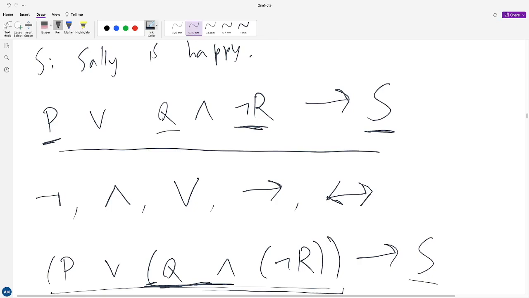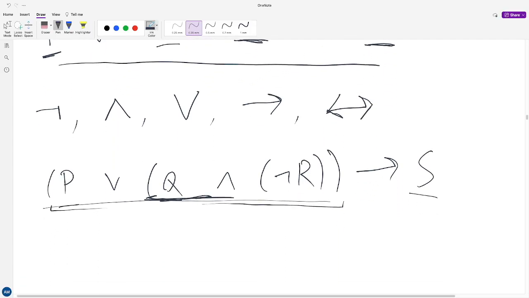So this statement right here, P or Q and not R implies S, is the same thing as this statement right here. So the implication comes last, and then comes the or. So we have this P or this statement right here, Q and not R. And then within the Q and not R, we then have the and. So Q and not R, and then the not has first precedence, so it gets grouped together right here. So if you really want to draw parentheses, that's how you do it.